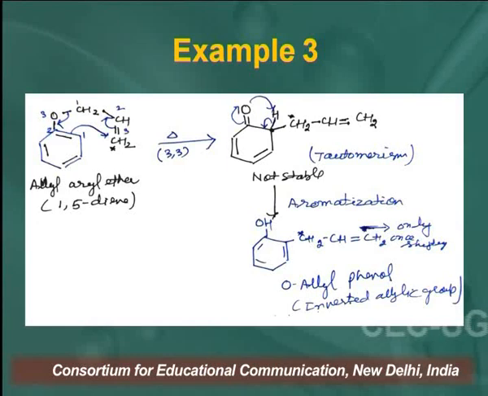So this is an inverted allylic group. Why is this an inverted allyl? If you look at the starting material, the carbon which is attached to the oxygen is sp3 hybridized, right? But in the product, the carbon which is attached comes from the double bonded carbon atom and now becomes the allylic carbon. So this is very important. You have to understand this for the Claisen rearrangement reactions.